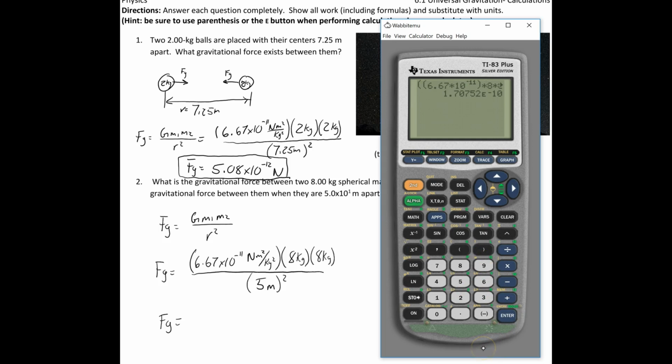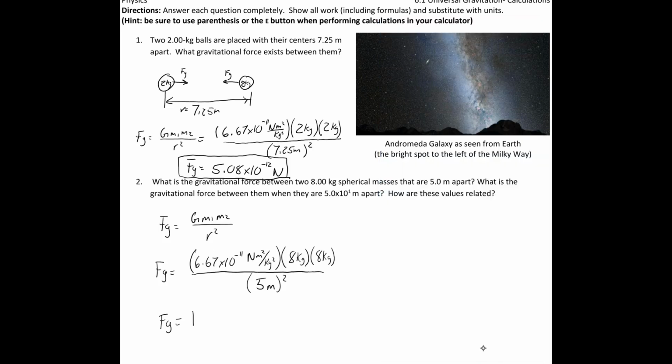So I get 1.71 times 10 to the negative 10. 1.71 times 10 to the negative 10 newtons. Now, let's see what happens when we separate them by this different distance.